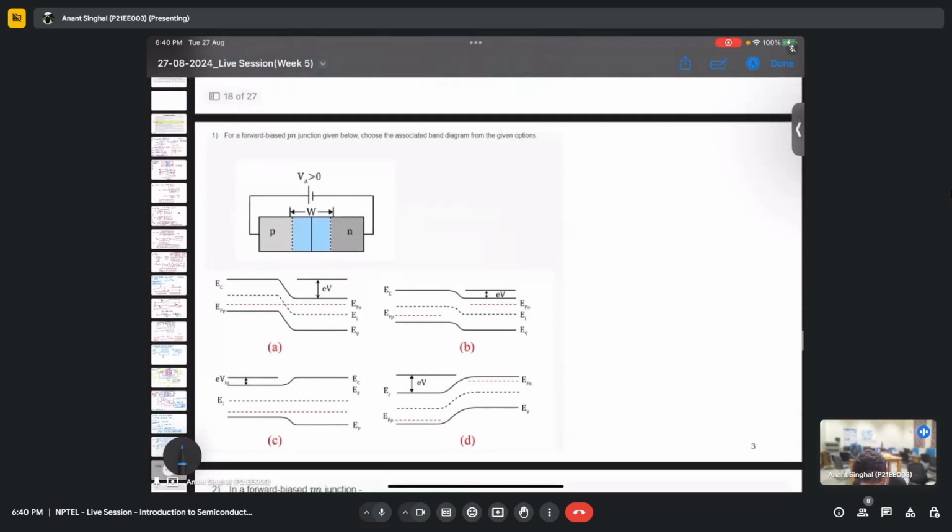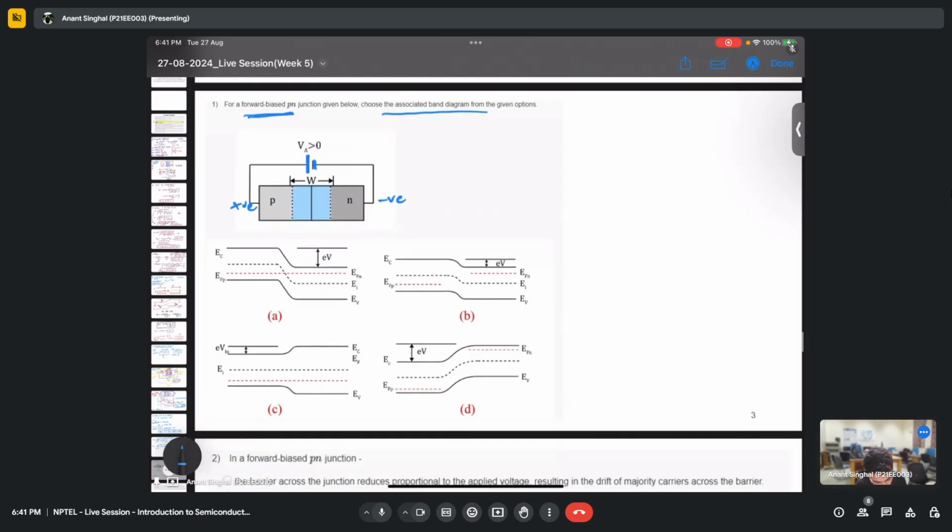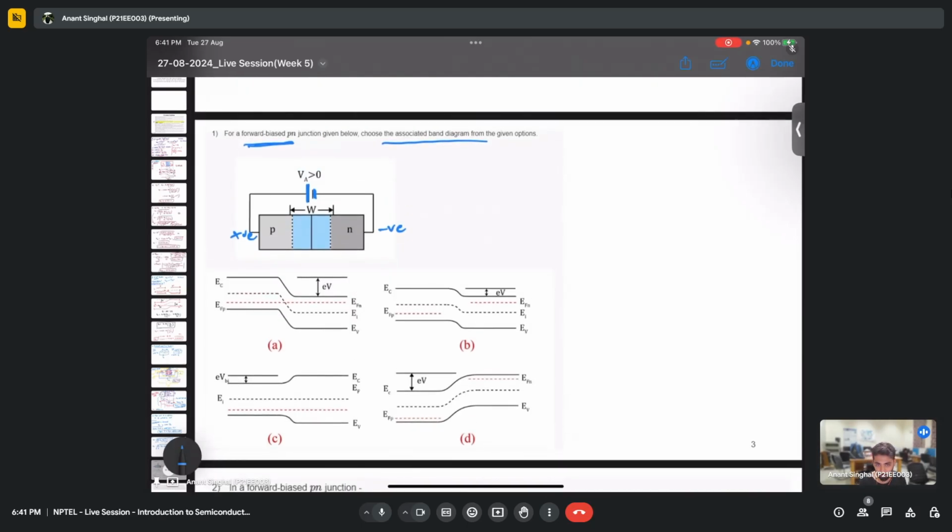Okay, so now we are doing it for a forward bias. I hope you will understand it very easily. It will go the opposite way as we did for the reverse bias. So we have a forward PN junction. Forward means that the positive side is attached to the P side and the negative side is attached to the N side. So you need to choose the correct band diagram. Maybe you can take 2 to 3 minutes and let me know your best guess.